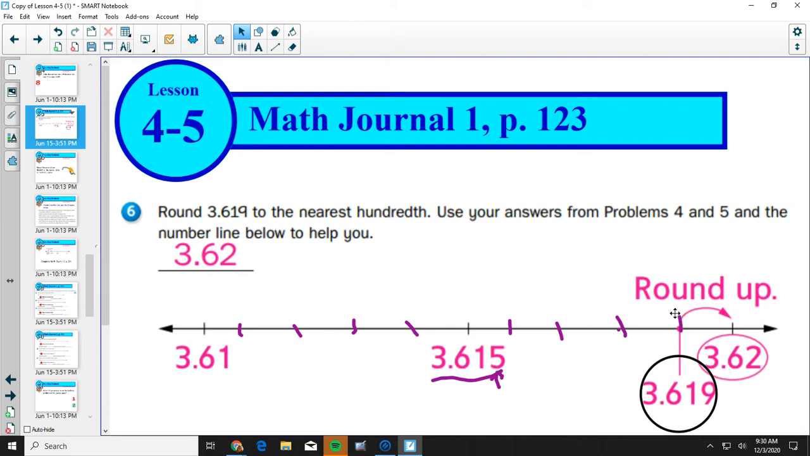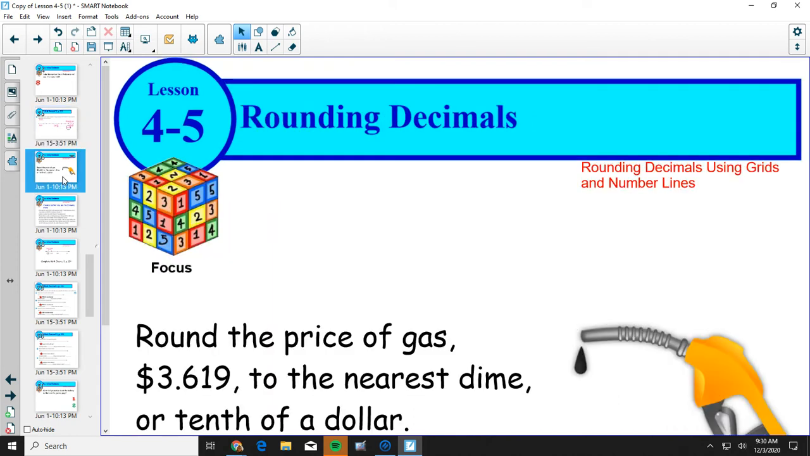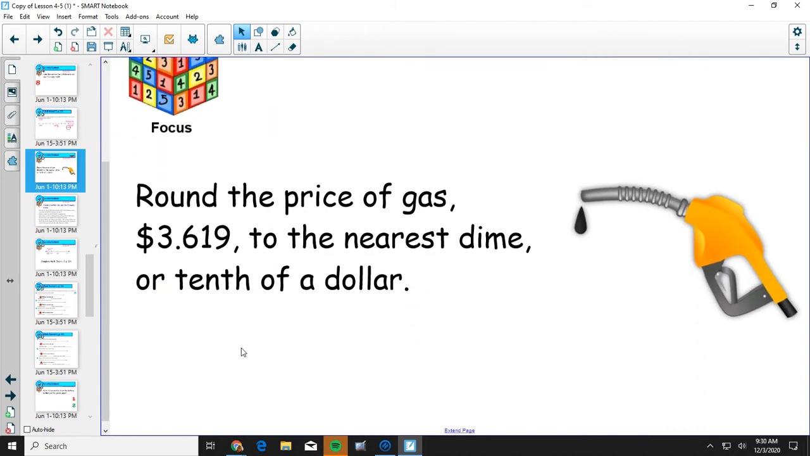We see that it is clearly on the far right end of this number line, and it only needs to move up one little thousandth to get to 3.62. It's just another visual for you. So again, rounding the price of the gas to the nearest dime or tenth of a dollar, we would actually be paying $3.62.